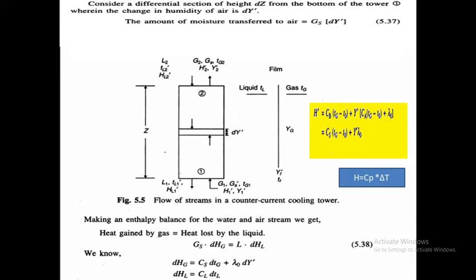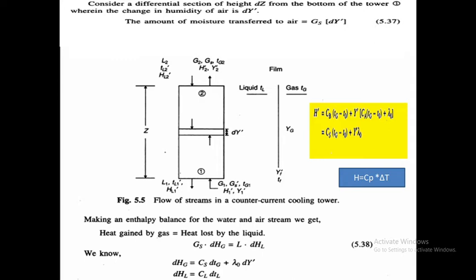Okay. So here the bottom section is number 1, top section is number 2. Gas is entering at the bottom, gas is leaving at the top. Liquid is entering at the top, liquid is leaving at the bottom. Are you clear? Okay. So for the gas at entering condition, flow rate is G1, temperature is Tg1, enthalpy is H1 dash, absolute humidity is Y1 dash. For the gas at leaving condition, the flow rate is G2, temperature is Tg2, enthalpy is H2 dash, absolute humidity is Y2 dash. Are you clear?